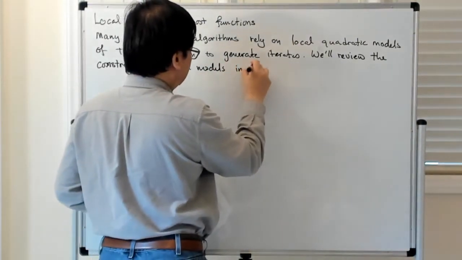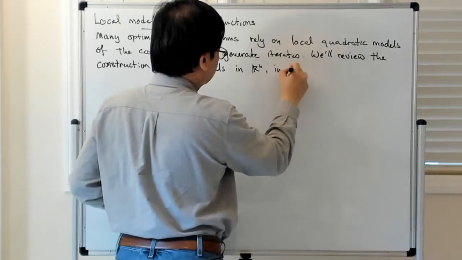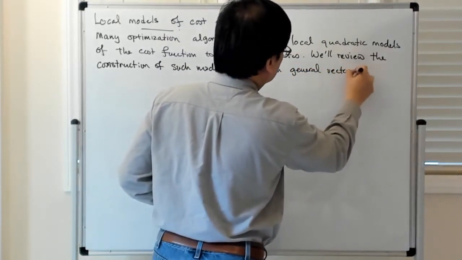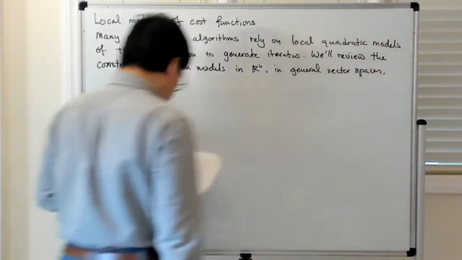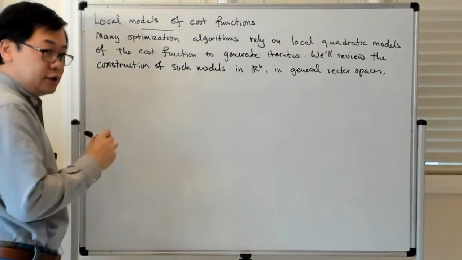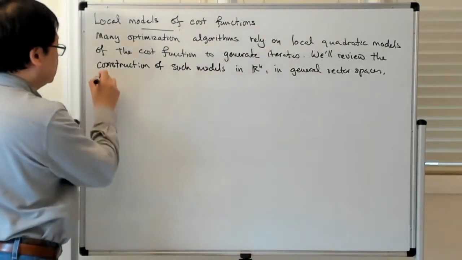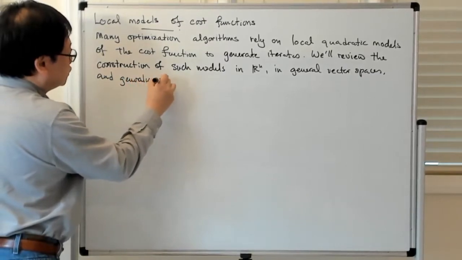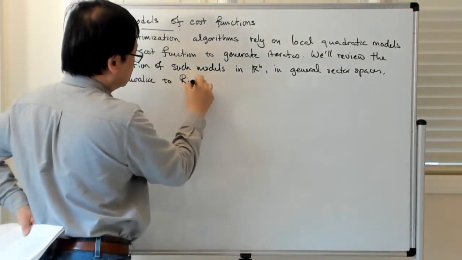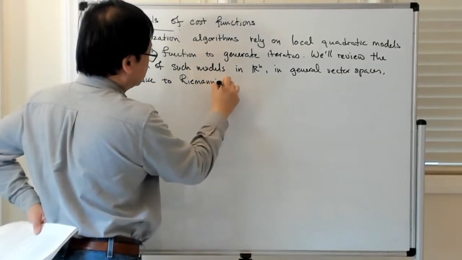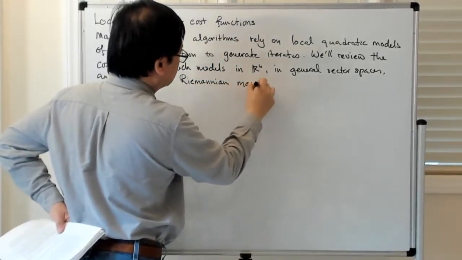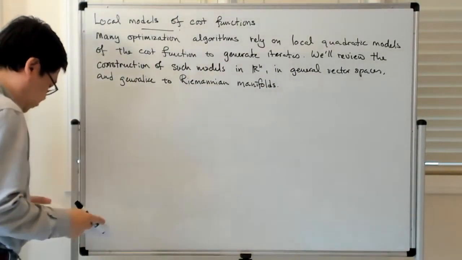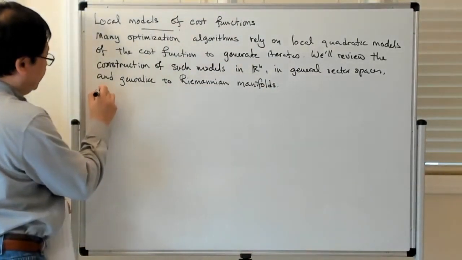In Rn, in general vector spaces, and then generalize it to Riemannian manifolds. Okay, all right. So let's look at the case for Rn.